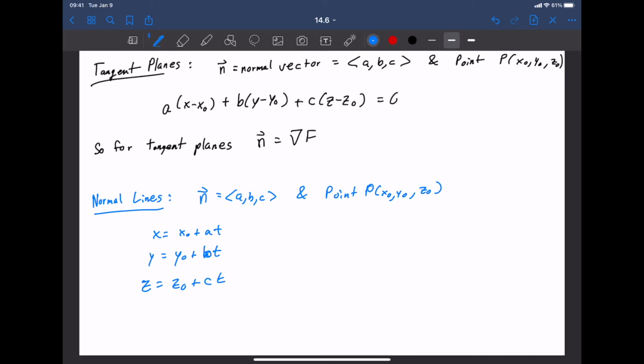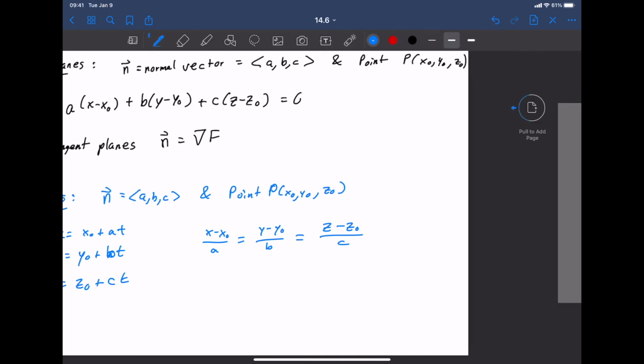You could do the symmetric equation of a line, x minus x naught over a, y minus y naught over b, z minus z naught over c. Those letters are too close together for me. All right, you could use either one of these to make the equation of a 3D normal line. And for normal lines to a 3D surface, we can get that same normal vector from a gradient.